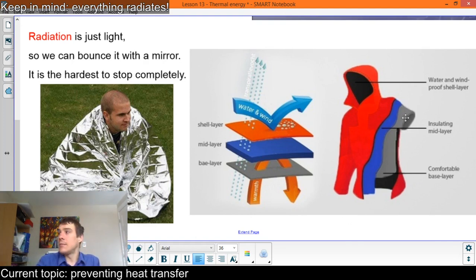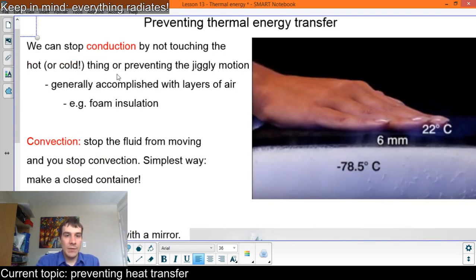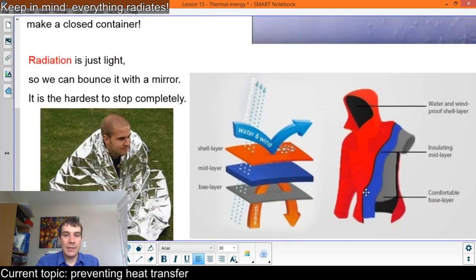This is why we have layers in the winter. We have layers in the winter because we put layers of air between us and the environment. So layers of air will slow down conduction. The fact that it's a wall will stop convection. And sometimes these things will have a shiny surface to send back the radiation as well. Yeah, so that's kind of interesting.